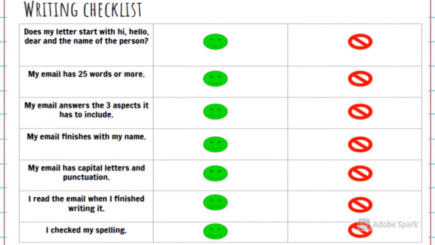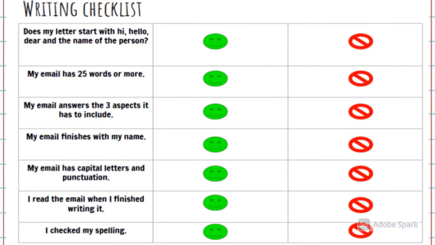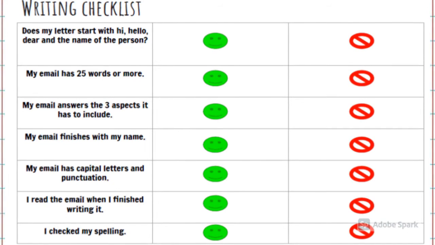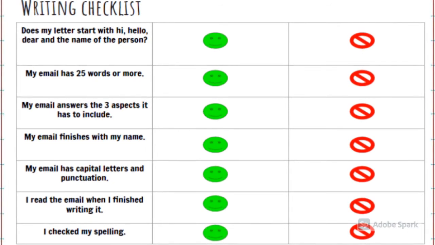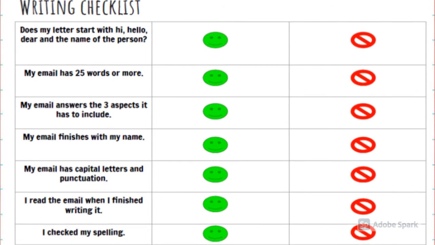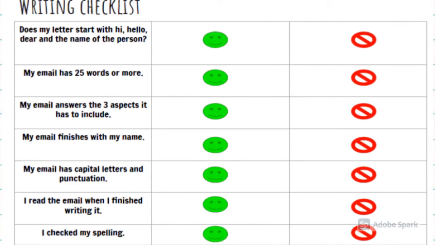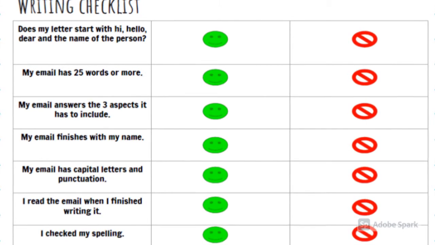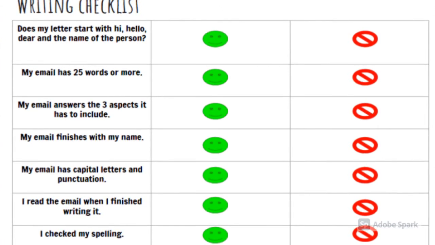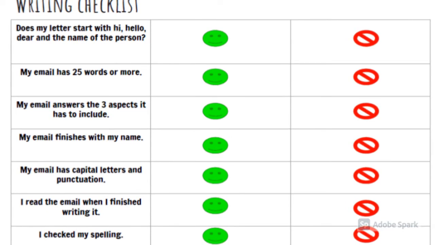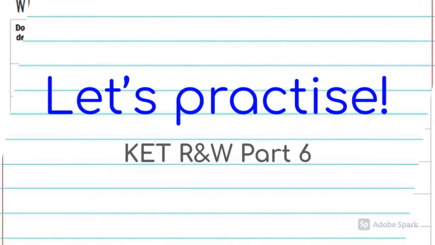So how do I know that I'm doing it right? Here you have an example of a writing checklist that you can use whenever you practice for this specific task. Check all the top fields in this rubric. And after you have done your writing, check each one with a green face or with a red mark. So in that way you will know whether you are correct or not.